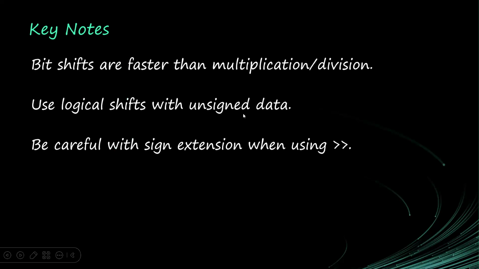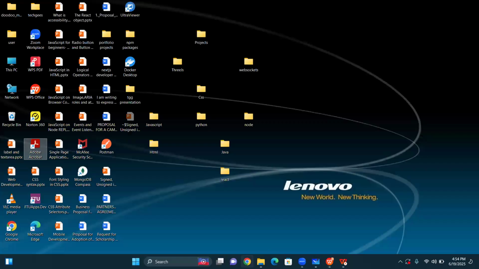Okay, so key notes here: bit shifts are faster than multiplication and division. So let's go and do a trick here. Let's go to the browser. I hope this will just open.